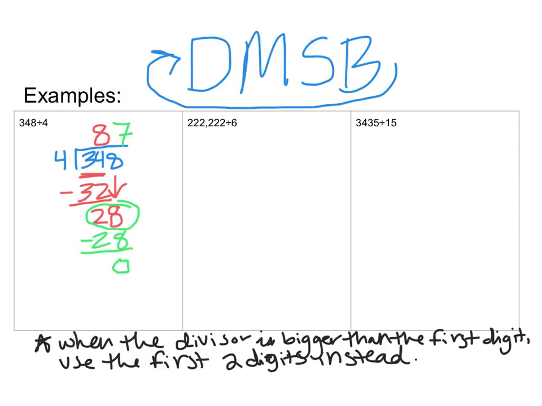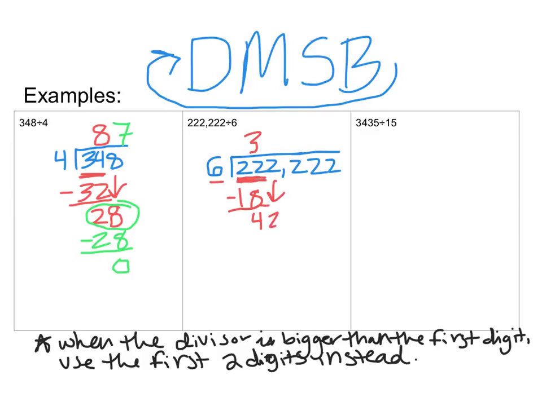All right, so on the next one, first we set it up, do it now. And then we start. So how many times does 6 go into 2? None. Same as the last one, but 6 does go into 22. In fact, it goes in 3 times. Now my multiply step. 3 times 6 is 18. Subtract, that gives me 4. I bring down to get 42.